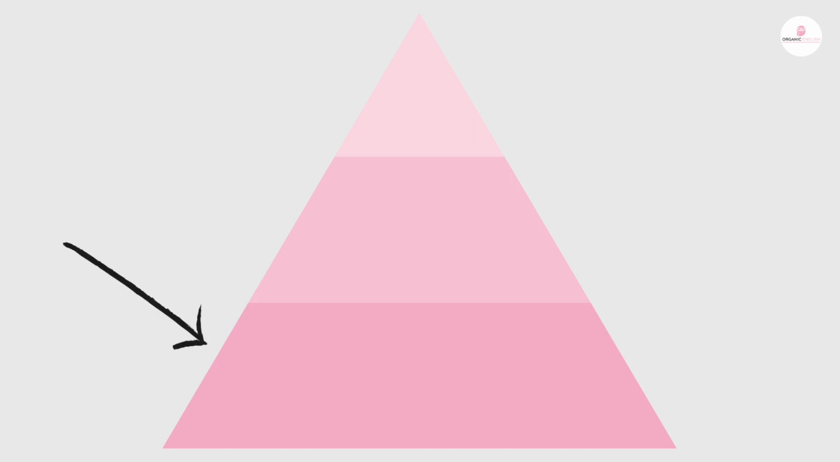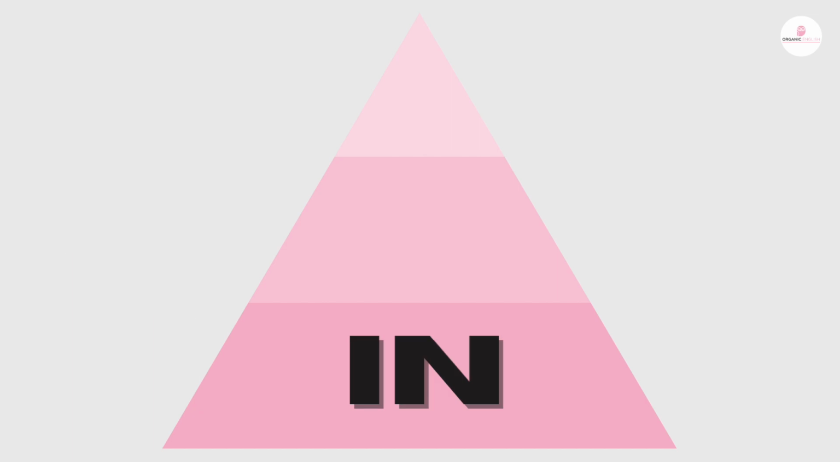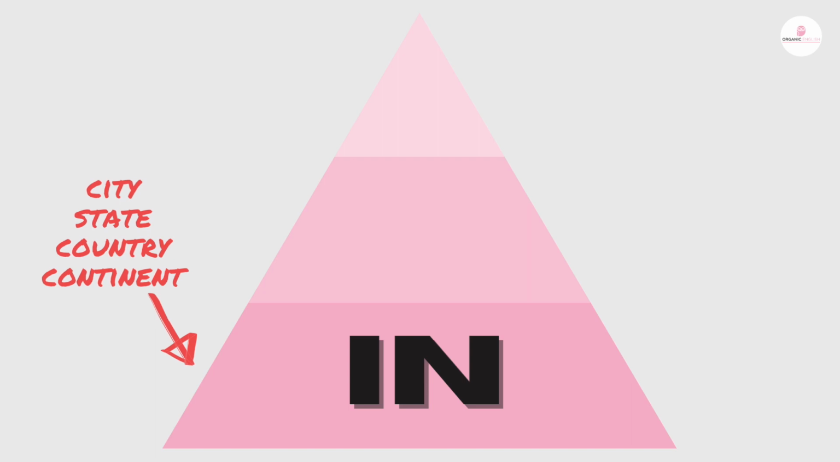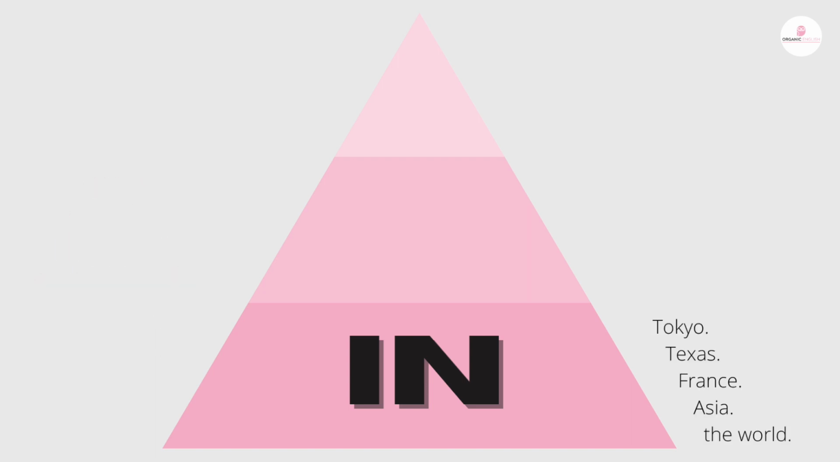Now let's go to the bottom of the triangle. Here we have in. In is used for large areas. Large areas such as a city, a state, a country, or a continent. For example, we could say he lives in Tokyo. Houston is in Texas. They live in France. Or he is traveling in Asia. And we could even talk about in the world. For example, it's the biggest volcano in the world.